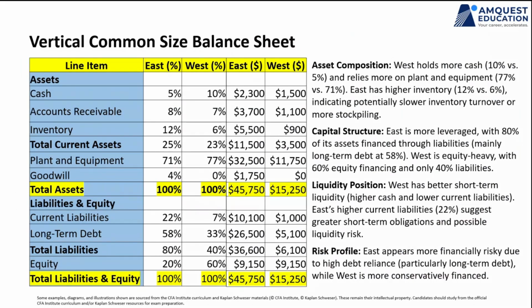Now, like we had a vertical common size income statement, we also have a vertical common size balance sheet. When we say vertical common size balance sheet, we divide everything by total assets. In the vertical common size income statement, we were dividing everything by total revenue, total sales. But in this case, we are dividing everything by total assets. So once again, all the lines will be divided by total assets.